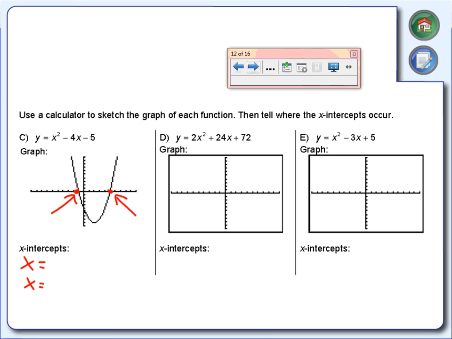What am I going to write down? What are the 2 x-intercepts? Negative 1 and positive 5. Again, all we're doing is looking for the x-intercepts. Okay, do the same thing for D.